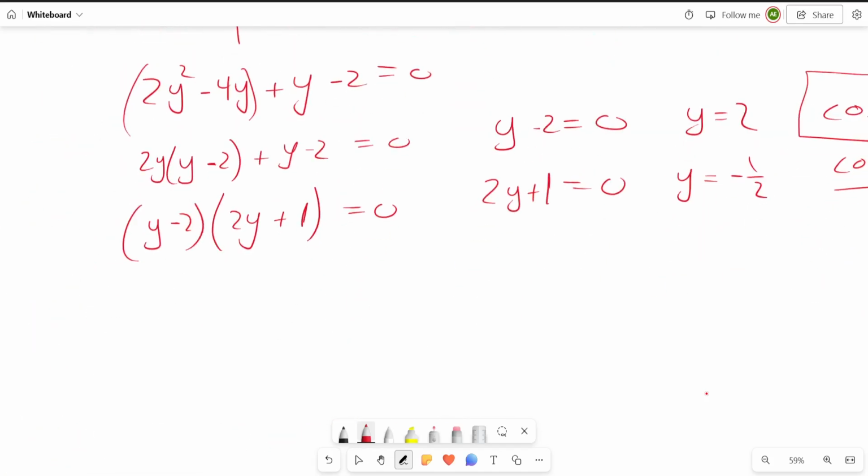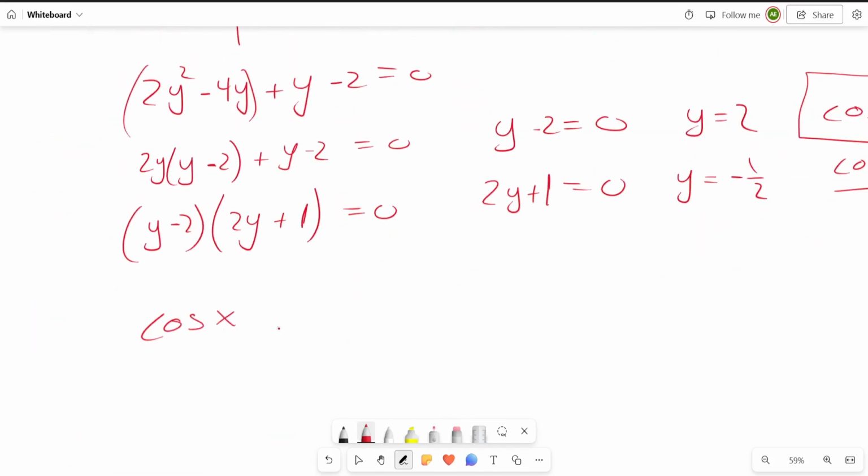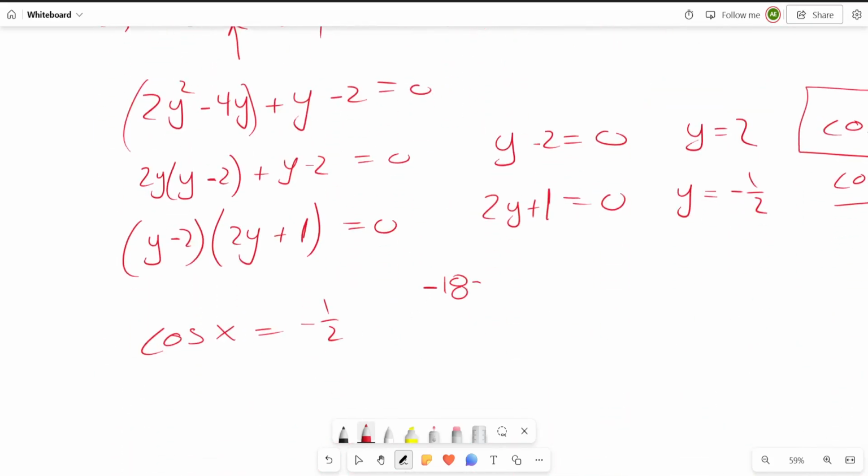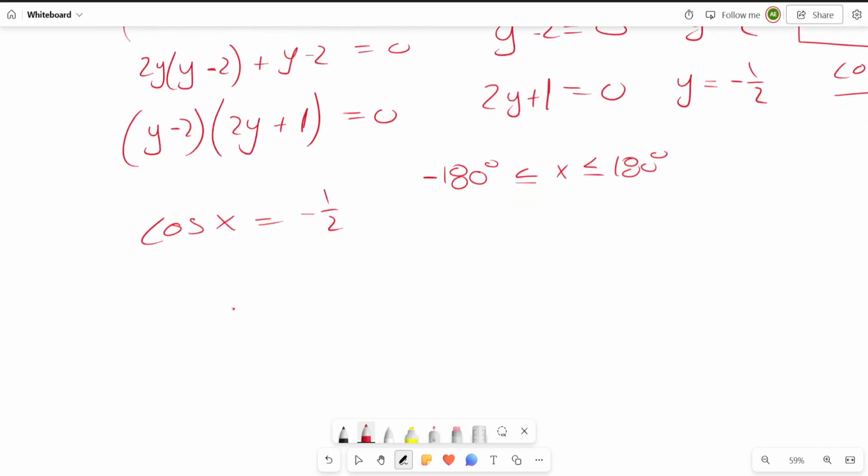So cosine x equals minus half for the range negative 180 degrees less than or equal to x less than or equal to 180 degrees. So let's start again by solving. So we will get our base angle, which is cosine inverse of negative half. This is going to give me an answer of shift cosine negative half, 120 degrees.